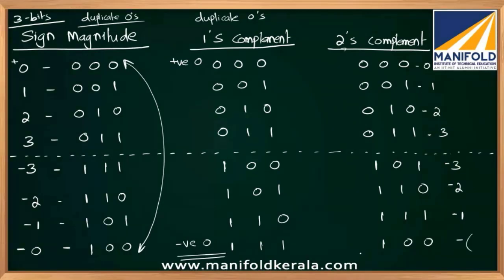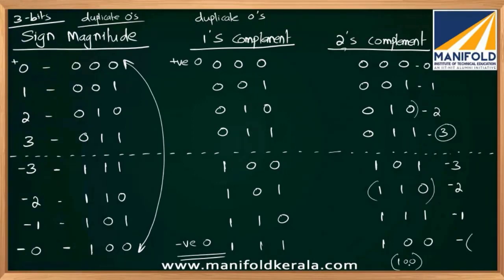Now how will you get the magnitude of this number? You get the magnitude by taking the complement, right? Minus 2 you got by taking the 2's complement of 2. So if you take the complement of this one, you will exactly get the magnitude. For 1 0 0, obviously it's a negative number because the first digit is 1. To get the magnitude, you take the 2's complement of this. What is the 2's complement of 1 0 0? Yeah, you already know that. The 2's complement of 1 0 0 is 1 0 0 itself.